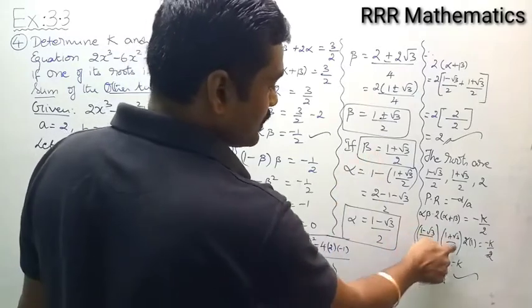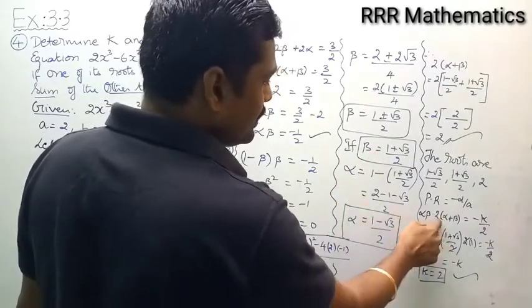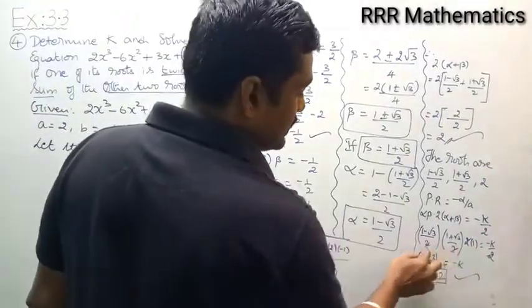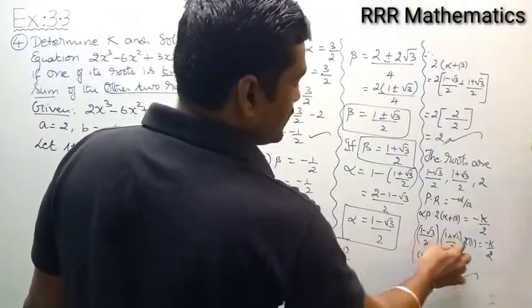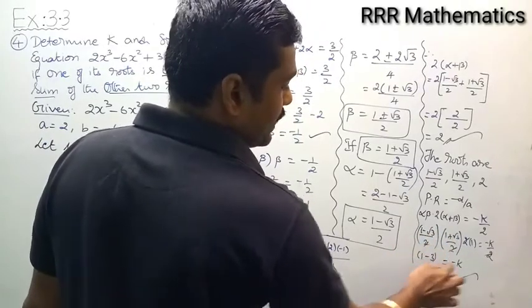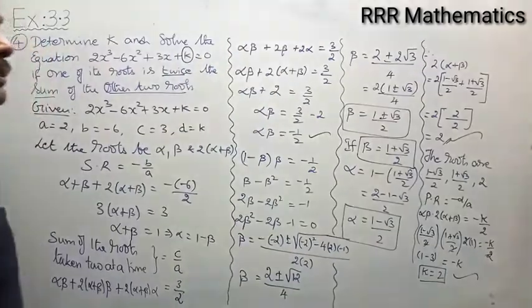Beta value 1 plus root 3 by 2. 2 times alpha plus beta is 1. So when you replace, this 2 and this 2 get cancelled. A plus b, a minus b, a square minus b square, 1 minus 3, minus 2, minus minus cancel, k equal to 2. Is it clear?